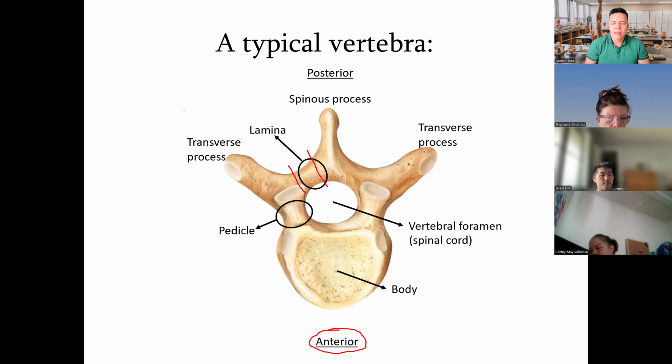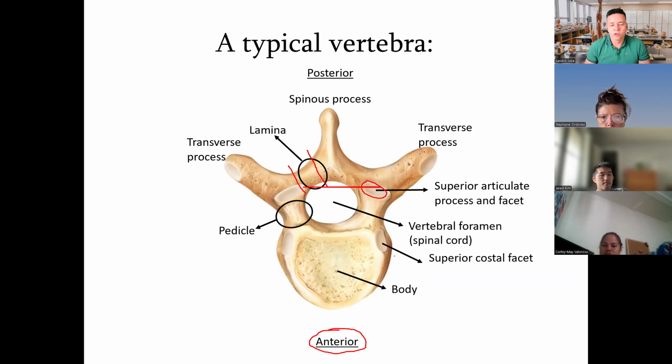The pedicle is connecting the transverse process with the body. And then we have flat surfaces that will serve as points of articulation with the ribs and with other vertebrae as well. One of those flat surfaces is what we call the superior articular process and facet. You can see here that it is lighter in coloration, and that is because it has articular cartilage covering the surface. Down here, we can see the superior costal facet, which again is also covered in articular cartilage. And then we have the transverse costal facet, also covered in articular cartilage.